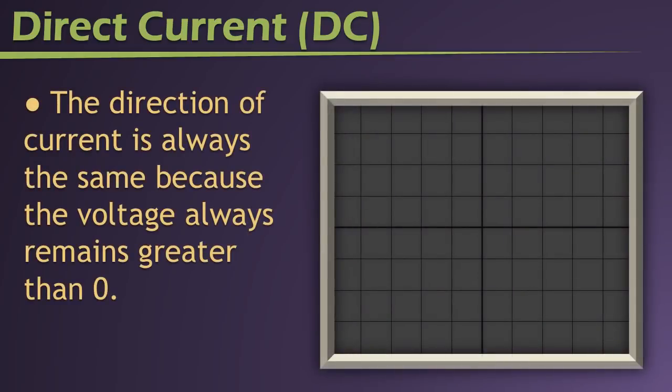So in all electrical and electronic systems, there's two different types of current, and the first one we're going to look at is direct current, or DC. And in DC, the direction of current is always the same, because the voltage is always greater than zero over time. So if we look at the oscilloscope, there is what we would see. The voltage, if we look at this point, over this entire stretch, is greater than the zero line here.